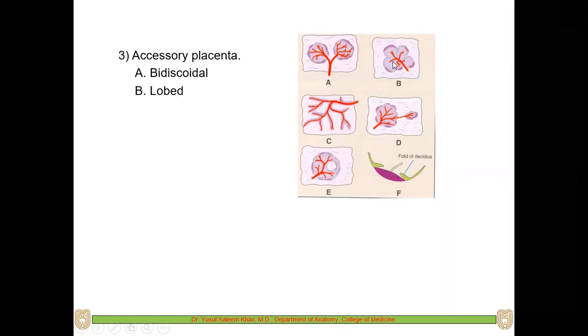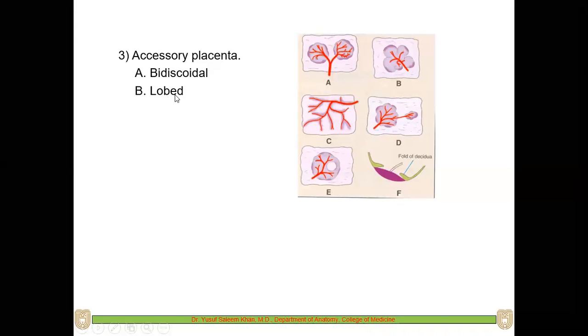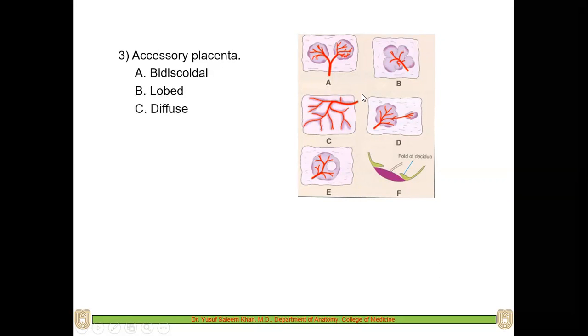Sometimes it can be lobed. The placenta is not a single round structure; as we saw, it is almost circular. But here, if you see, it has multiple lobes. So this is called the lobed placenta. Sometimes it is diffuse and doesn't have any shape. It is not circular as it should be. So that is called diffuse.